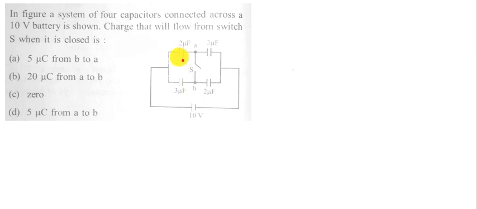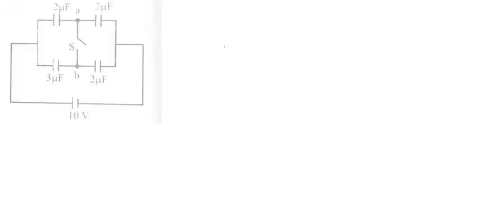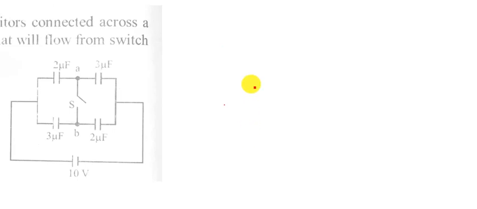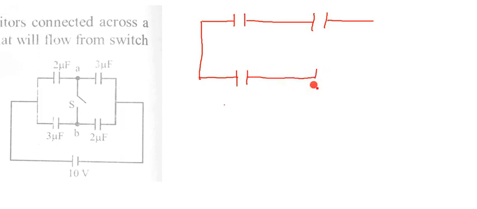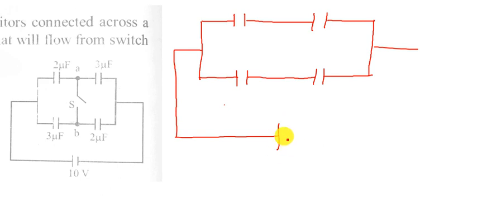So I'm simply reconstructing the same picture on the right hand side. Please wait, let me complete this picture first. Here is one more capacitor, and I'm having one more capacitor here and here. So this is how it is looking like. The battery is here, and the battery is 10 volt.